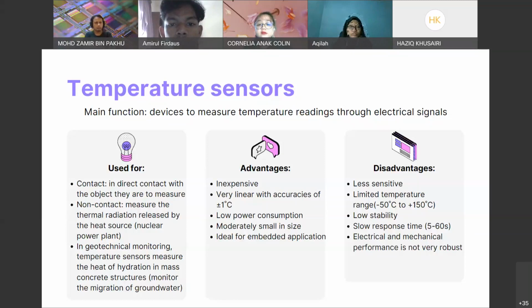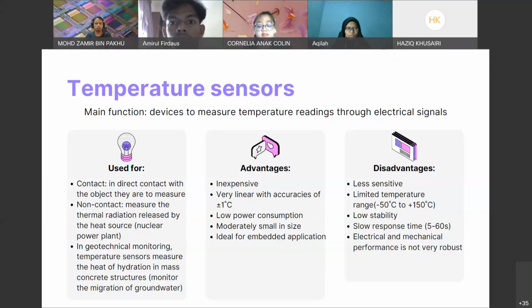So there are pros and cons in temperature sensors. The first one is that it is inexpensive or cheap. It is very linear with accuracies of plus or minus 1 degree Celsius. It also has low power consumption and is moderately small in size. Thanks to its small size, these semiconductor temperature sensors can be installed directly on PC boards, underneath high power integrated circuits, and so on. So it is ideal for embedded applications.